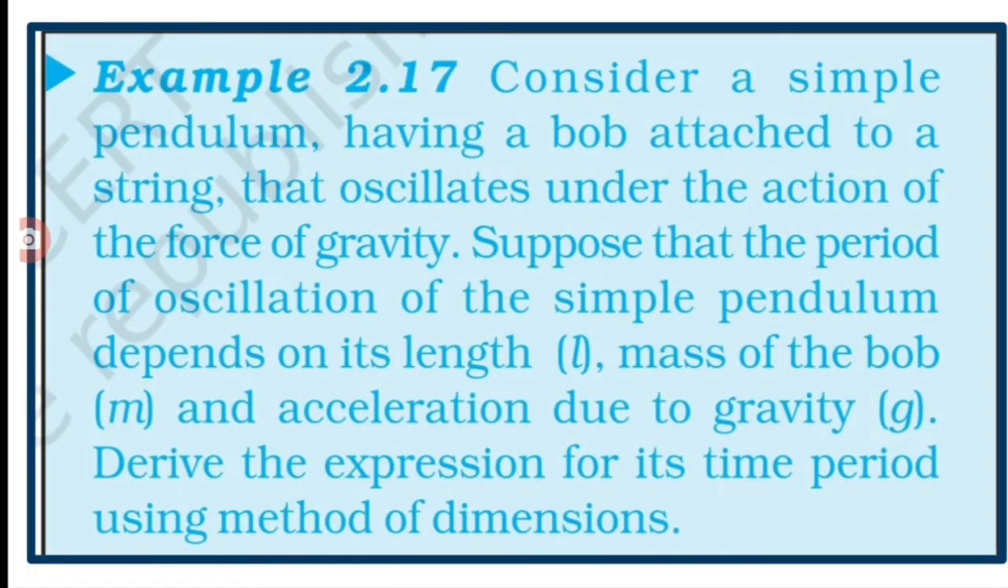Next is an example question, example 217. Consider a simple pendulum having a bob attached to a string that oscillates under the action of the force of gravity. Suppose that the period of oscillation of the simple pendulum depends on its length L, mass of the bob m, and acceleration due to gravity g. Derive the expression for its time period using the method of dimensions.